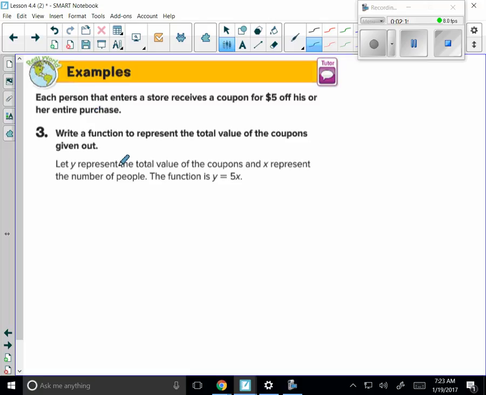All right, here's our first example, number 3, which is at the bottom of page 298. It says each person that enters the store receives a coupon for $5 off his or her entire purchase. Write a function to represent the total value of the coupons given out. So we can have y represent the total value, so we know y is our answer, is equal to 5 times x, where x represents the number of people. So every time one person comes in, they get $5 off. Another one comes in, there's $5. So depending on how many people, which is our x value, that's how many total coupons are given out.